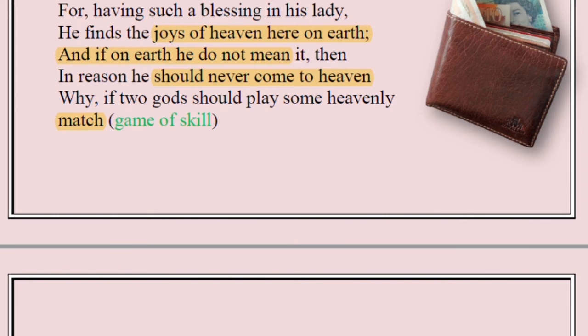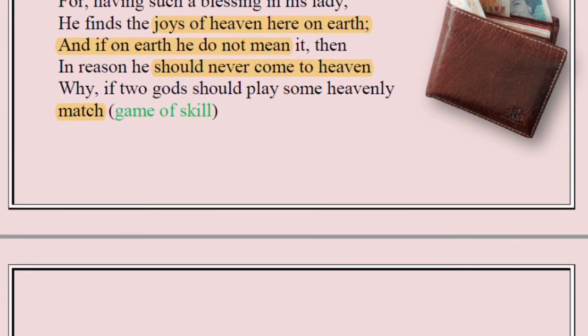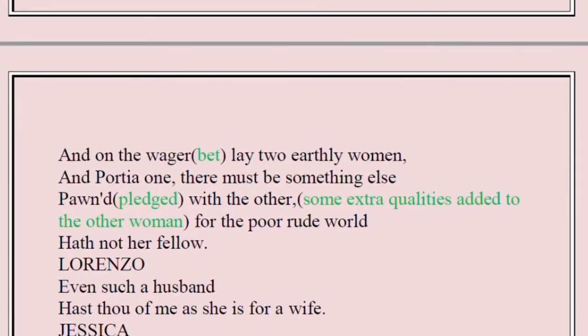Okay, how good Portia is, and to measure that, she's saying this. What is she saying? She's saying, see, if two gods are playing a game of skill, and they bet that if I win, then it is just a game of wager and bet, as we often say, I bet you that I will win the game. In the same way, they bet on two earthly women. They say it is a game of skill, and we bet on two earthly women from the earth. So one is Portia, and there has to be the other one on whom the other god will bet, isn't it?